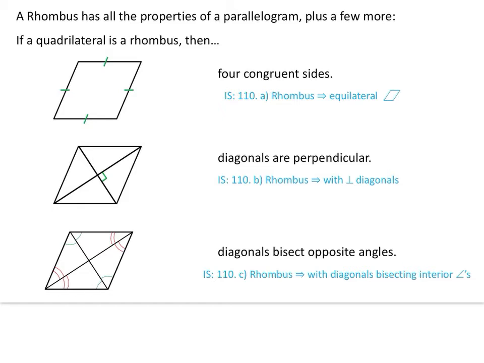Next, we have diagonals are perpendicular. If diagonals are perpendicular, that means it forms a right angle right there in the middle. So we can say a rhombus implies perpendicular diagonals. And then the third property we have is diagonals bisect opposite angles. This diagonal will cut this angle into two equal angles, and this diagonal does the same thing with its intercepting angles. So a rhombus implies diagonals bisecting the interior angles.